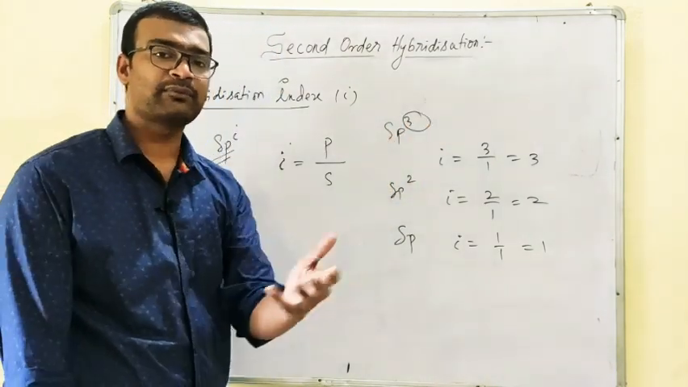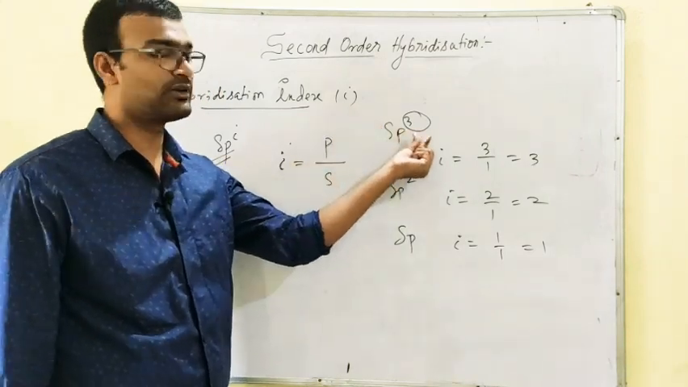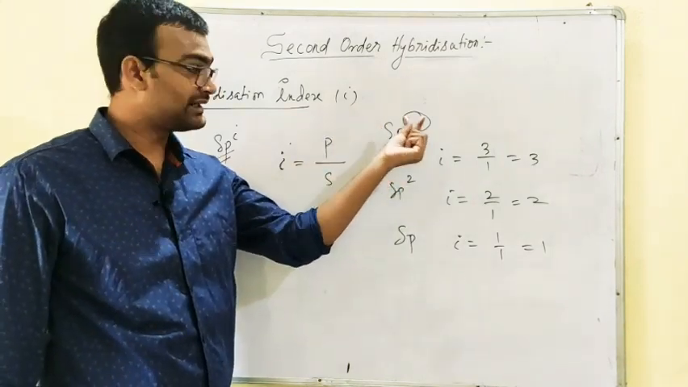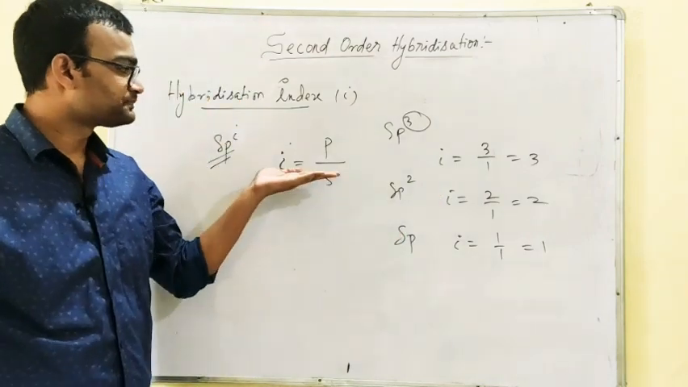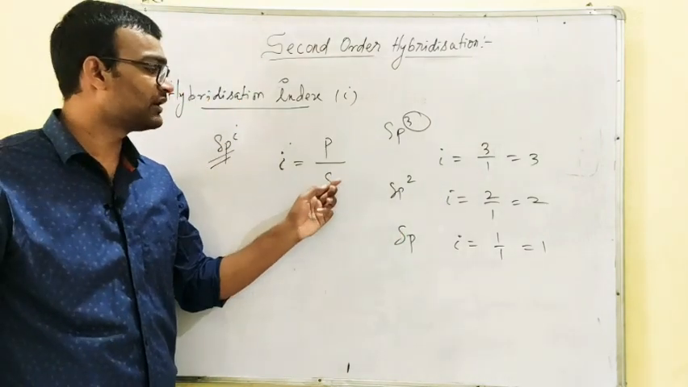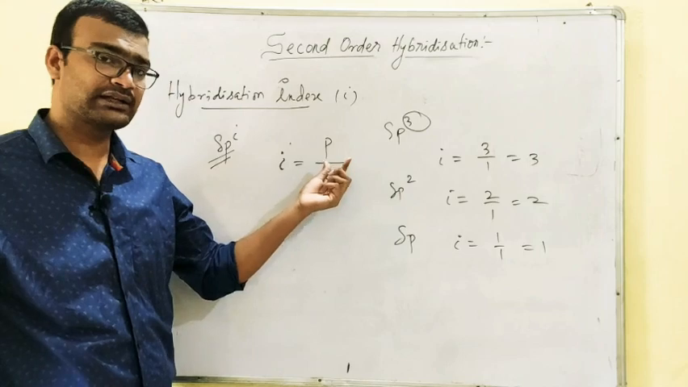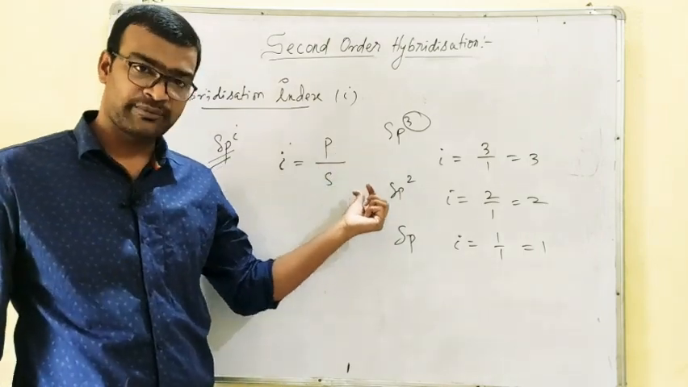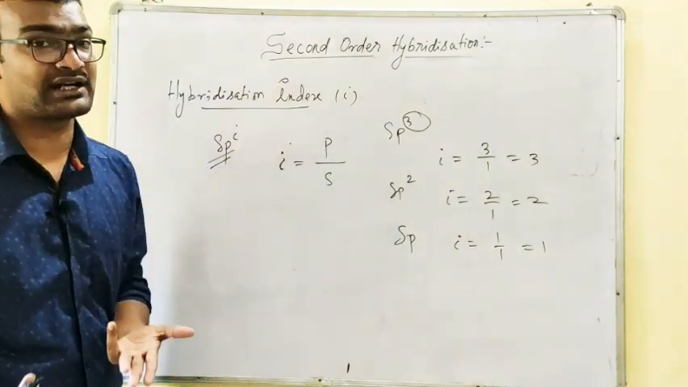Okay, it is a trick point of view. You can remember the hybridization index is equal to the number of p orbitals in a particular hybridization, but actually, this is the ratio of the number of p orbitals to the number of s orbitals. We can say either the number of p orbitals and number of s orbitals, or the fraction of p and fraction of s also.